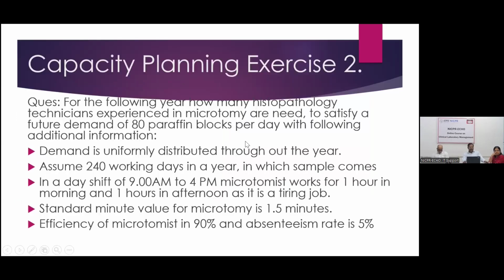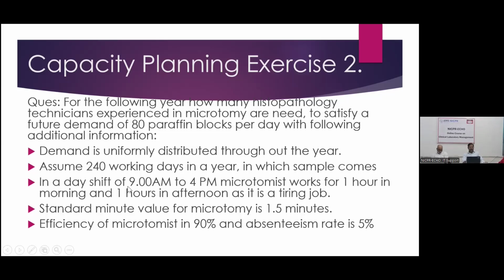So the question is, for the following year, how many histopathology technicians experienced in microtomy are needed to satisfy a future demand of 80 paraffin blocks per day with the following additional information? Demand is uniformly distributed throughout the year. We assume 240 working days in a year in which samples come.